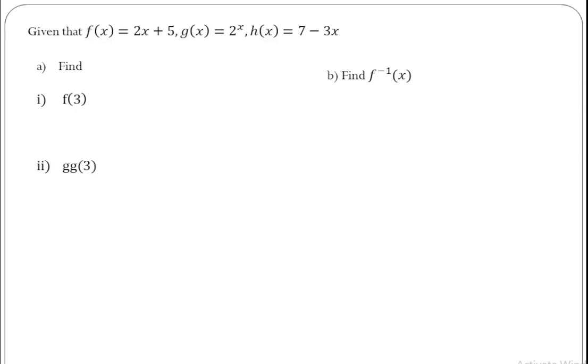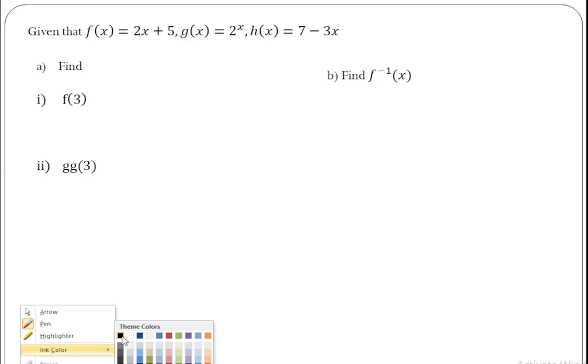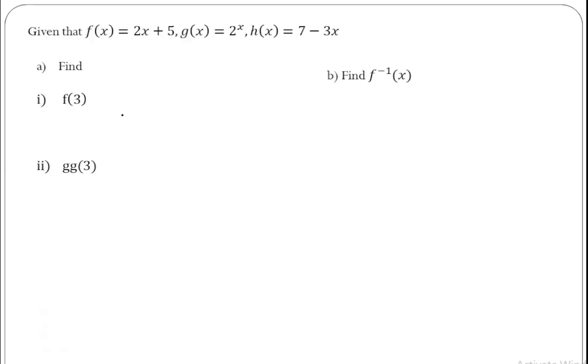Given question: f of x equals 2x plus 5, g of x equals 2 power x, and h of x equals 7 minus 3x. This is the question which is provided to us. Okay, let's see the first part. The first part is we have to find the function values at x equals 3.